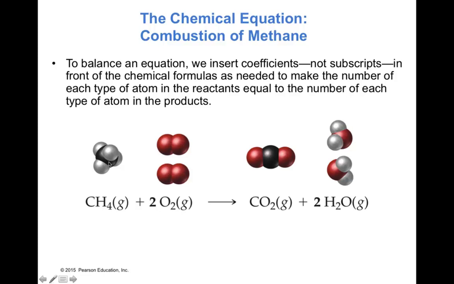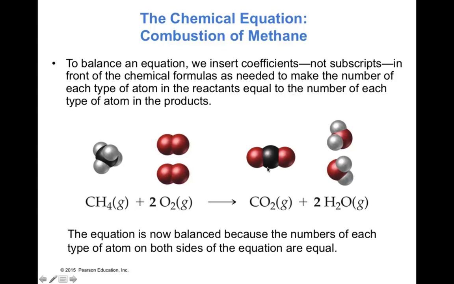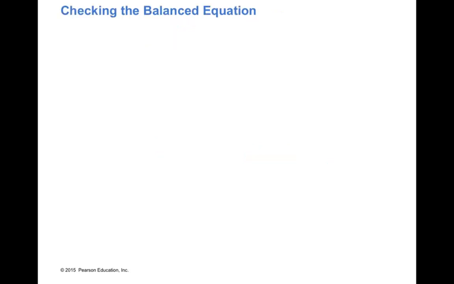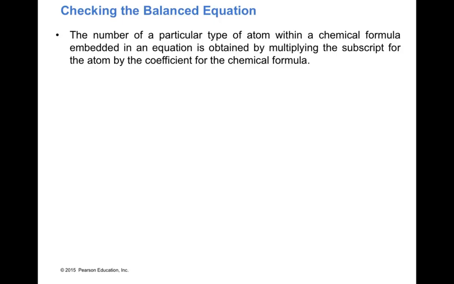And also we have one carbon in methane and one carbon in carbon dioxide. So the equation is now balanced because the numbers of each type of atom on both sides of the equation are equal. So we can check the balanced equation now. The number of a particular type of atom within a chemical formula embedded in an equation is obtained by multiplying the subscript for the atom by the coefficient for the chemical formula. If there is no coefficient or subscript, a 1 is implied.